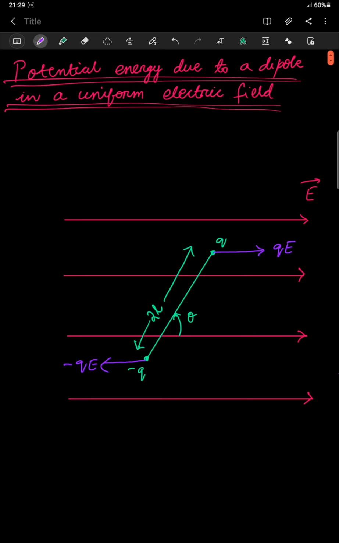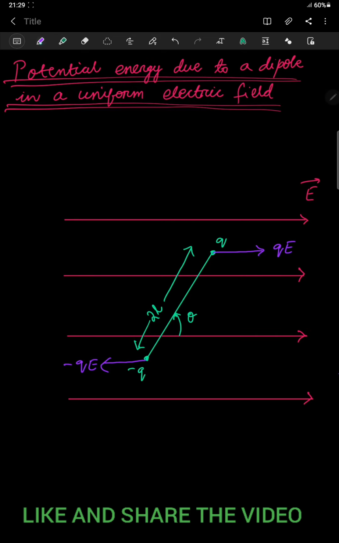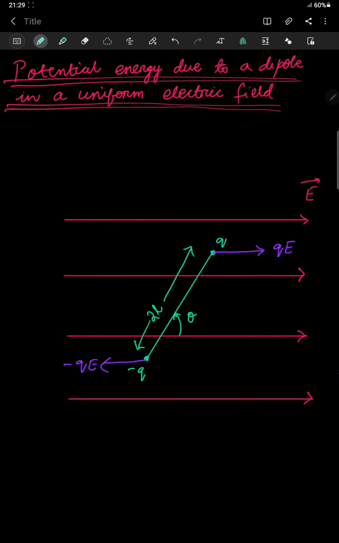In this lecture, we will read about potential energy of various systems of charges. To start with, we will go for potential energy due to a dipole in a uniform electric field. We have already found out the torque experienced by the dipole in a uniform electric field. So what we do here, for a uniform electric field, how is it represented?